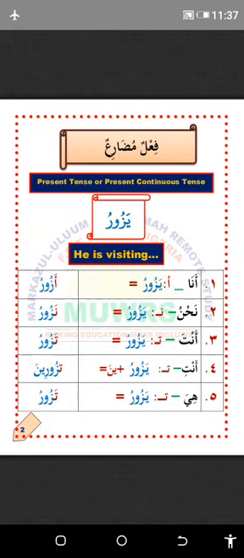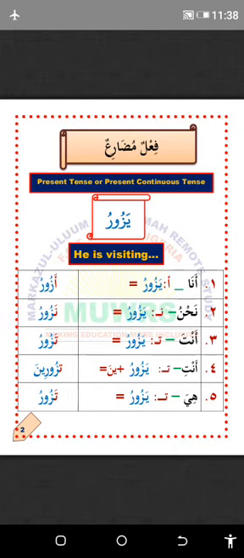Wahid, number one. Ana, I. So how do we change the verb yazuru to suit ana? All you need to do is to detach ya'un and attach alifun. So the verb yazuru will now become azuru, which means I am visiting.